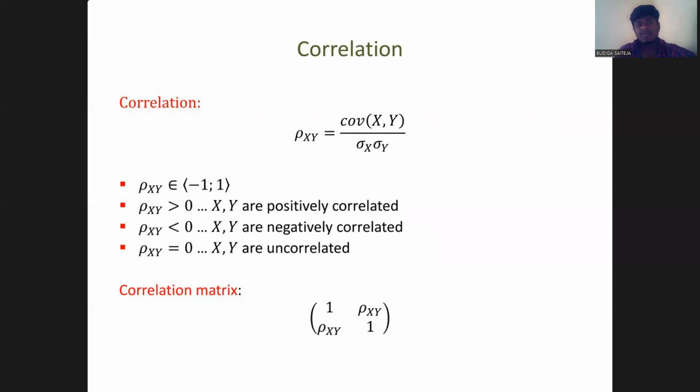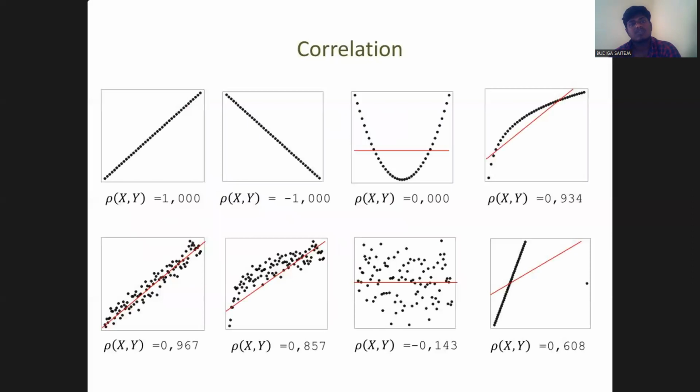If rho of x comma y is greater than 0, x and y are positively correlated. If rho of x comma y is less than 0, x and y are negatively correlated. If rho of x comma y equals 0, then x and y are uncorrelated. Rho of x comma y belongs to minus 1 comma 1. And we can see the correlation, a few more steps, and a few more graph diagrams.